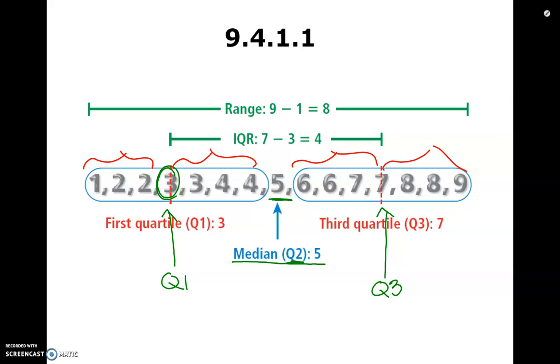You can see your range is taking the largest number 9 minus your smallest number 1, and that's 8. But your interquartile range is taking your Q3, which is 7, minus your Q1, which is 3, and that interquartile range is 4. So sometimes I will ask you to find the range, sometimes I will ask you to find the interquartile range.